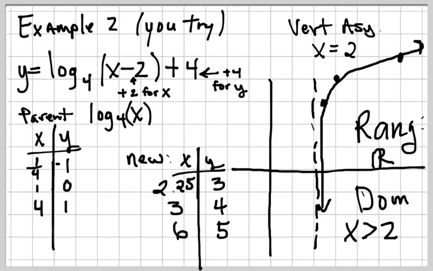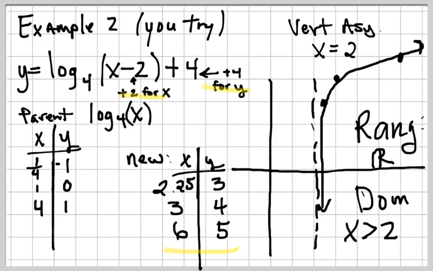First thing we did was we graphed the parent function, the points. That was (1/4, -1), (1, 0), (4, 1). The second thing we did was we looked at what happened in our graph. We saw that we had to add 2 to the x and we added 4 to the y coordinates. Okay? And I went ahead and created those down at the bottom here. So you have (2.25, 3), (3, 4), and (6, 5).